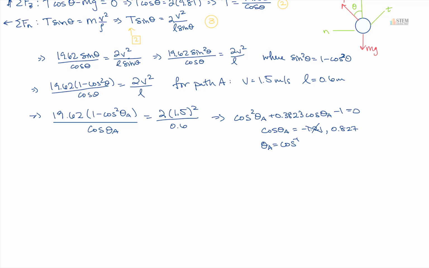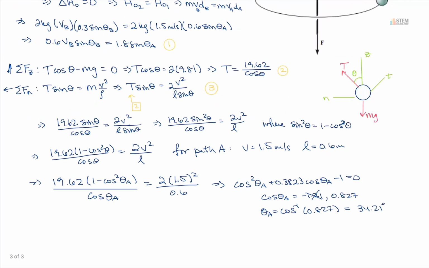Alright, so we're going to have theta A is equal to the arc cosine of 0.827, which is equal to 34.21 degrees. So now I've got my theta A. Now if I look back up in my equation, equation 1, I have a relationship between theta A and theta B, and it also has VB in here. So now I've got to somehow figure out how to get theta B. Can you think about how we could do that?